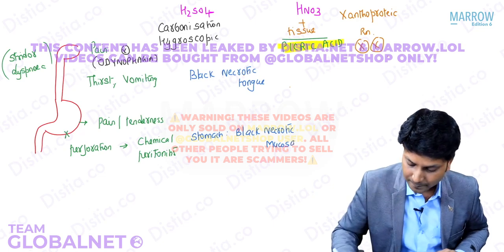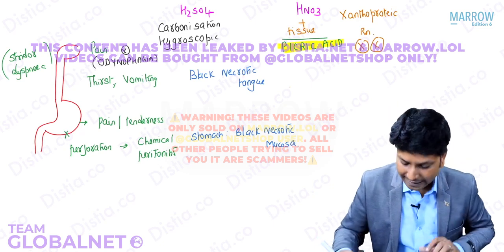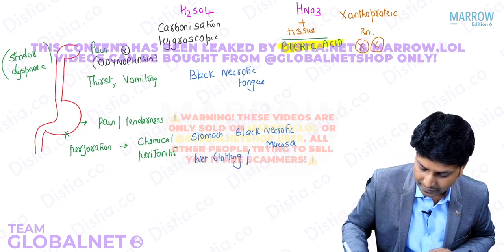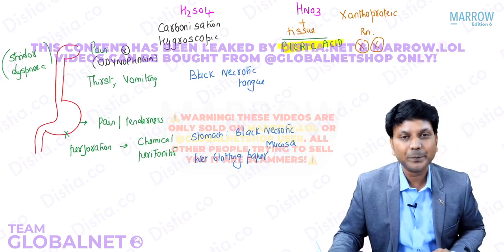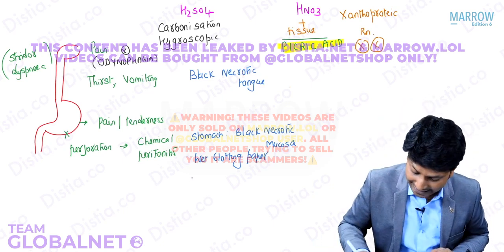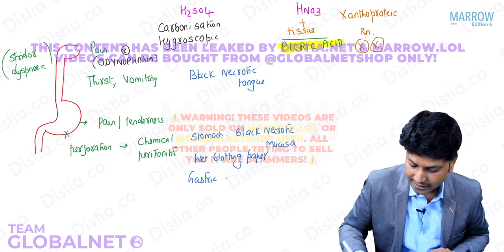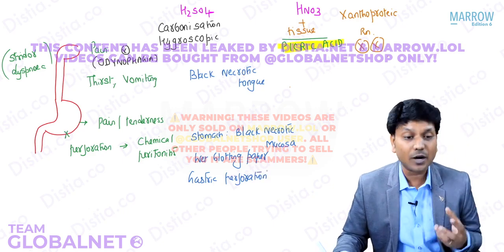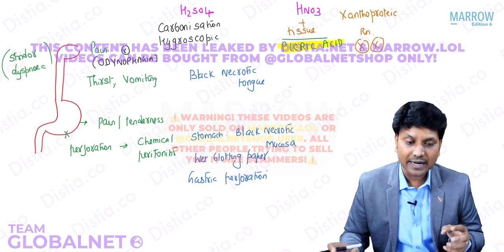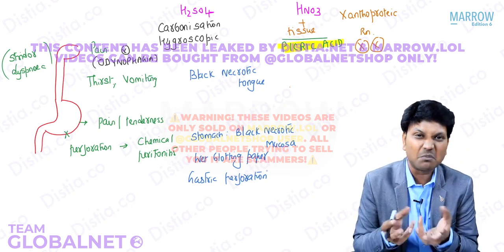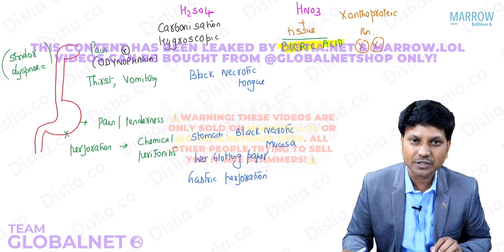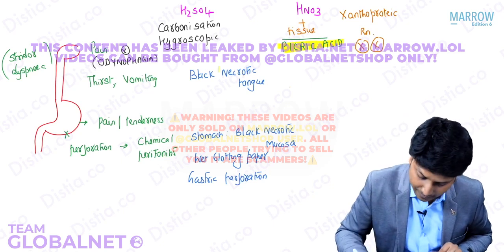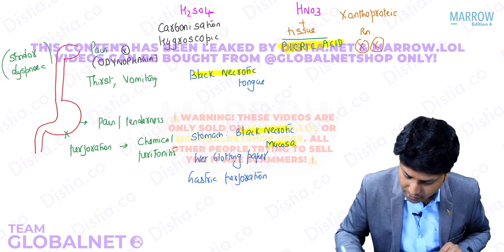Look at the stomach mucosa. It is so highly damaged, it will look like wet blotting paper. Wet blotting paper stomach. And you can see gastric perforation. It is one very strong acid, so the chances of gastric perforation are very common. Sometimes when you open the gastric cavity, the stomach will be converted to a black charred mass. Because sulfuric acid is so strong, everything is black: black necrotic tongue, black necrotic stomach mucosa.